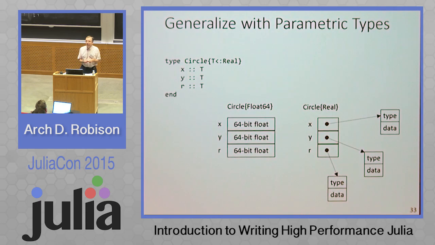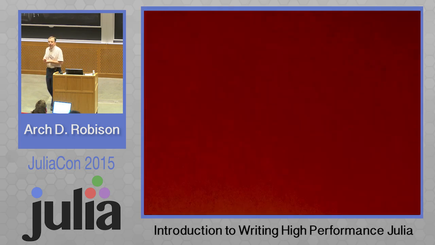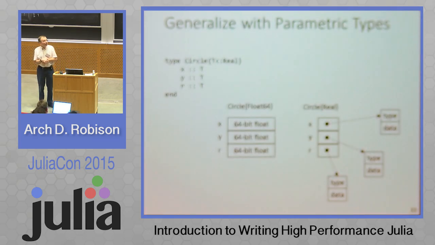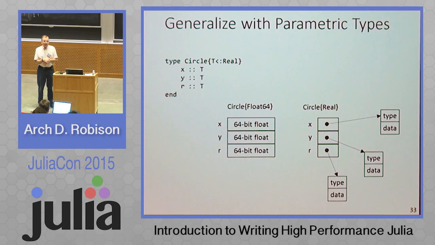Yes? So, is it possible for inference to figure out the types within a composite like this and eliminate the boxing? Or is that beyond the optimization at the moment? Because there's probably other people who might answer this better.